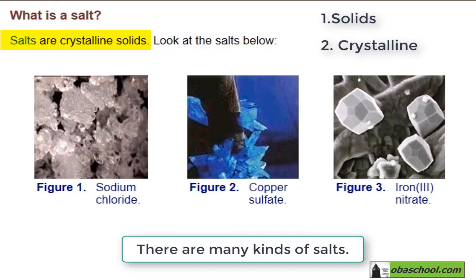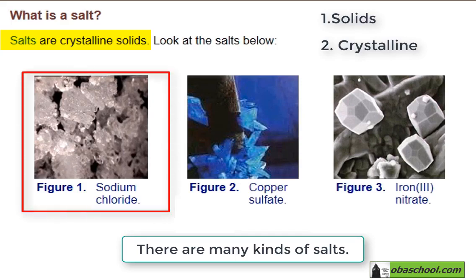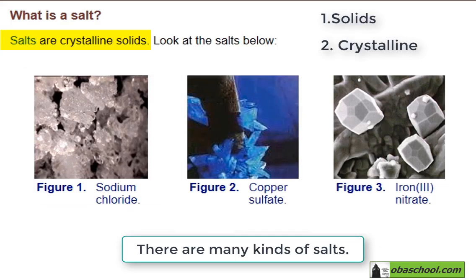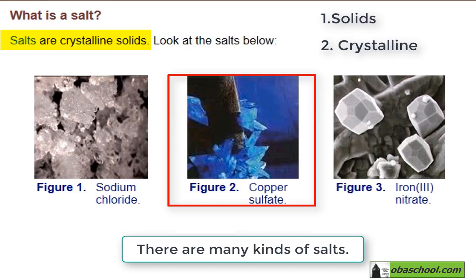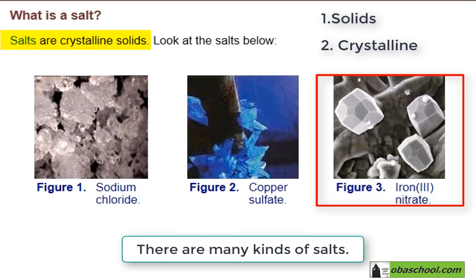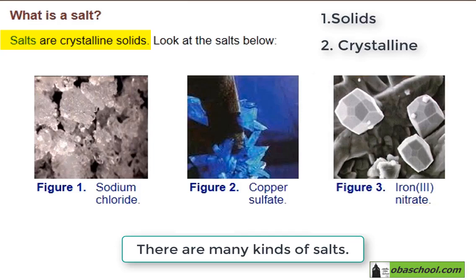As you see in these three figures, these crystals can be of many different shapes. The first figure shows you sodium chloride, which is the table salt that you sprinkle on your food. The second figure shows you copper sulfate, and it's blue. And the shape of the crystal differs from that of sodium chloride, and it's also different from iron 3 nitrate salt. So salts are solids, they are crystalline, and there are many kinds of salts.